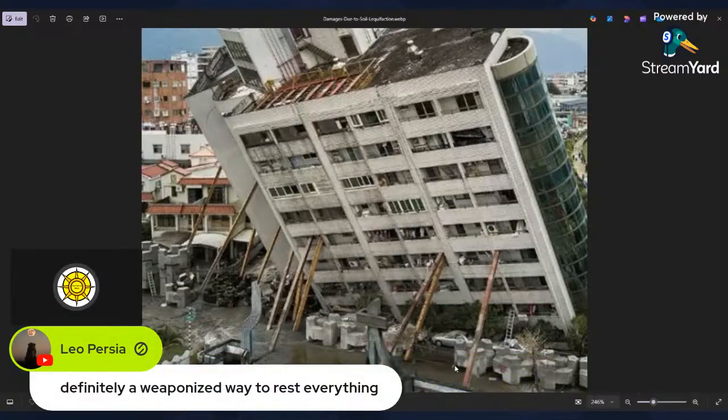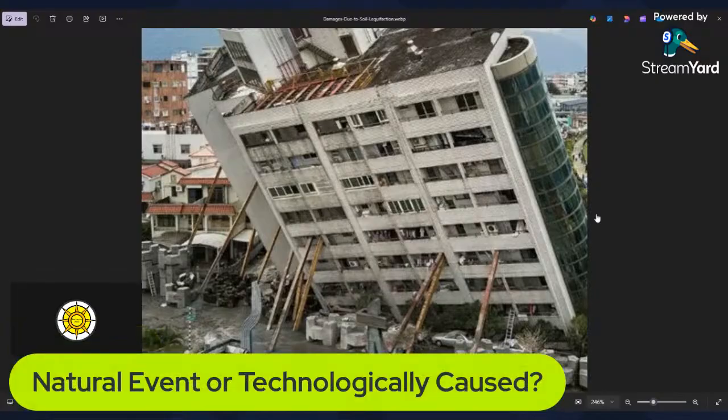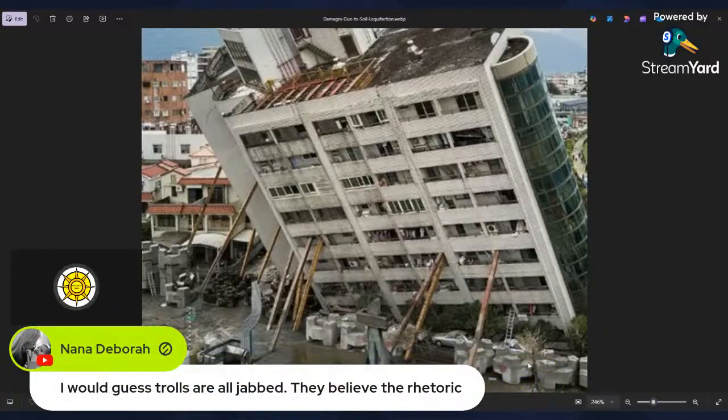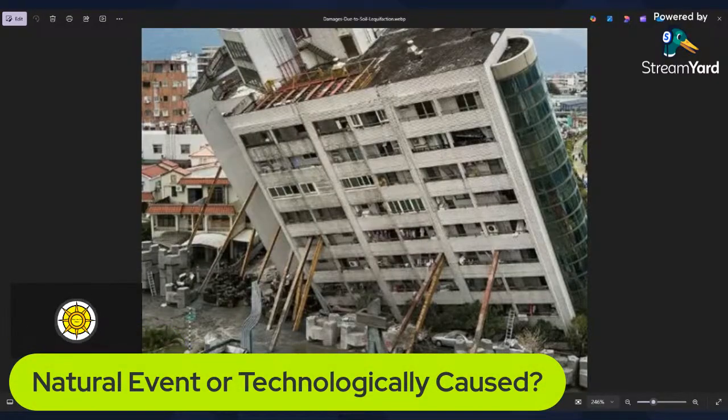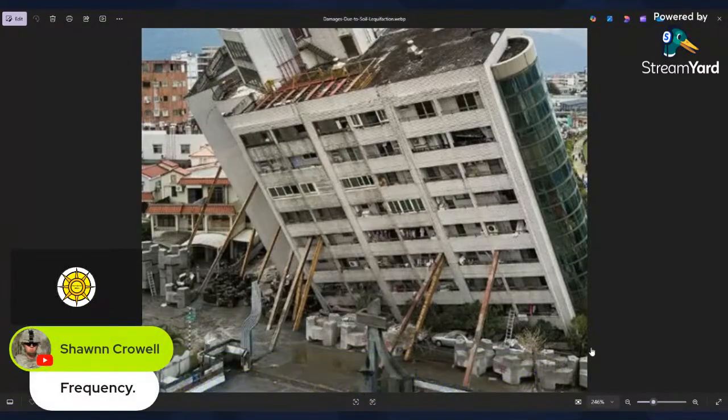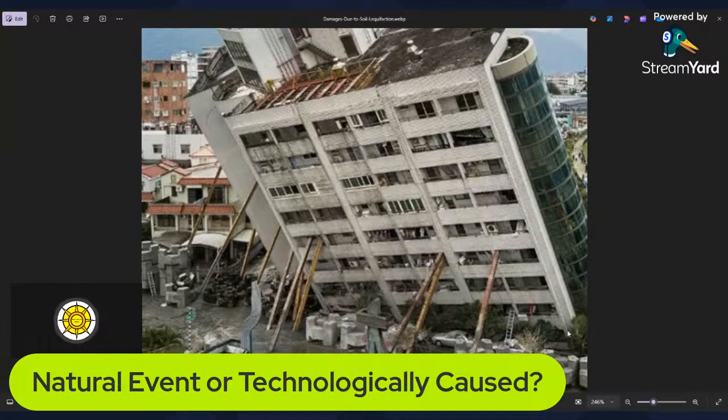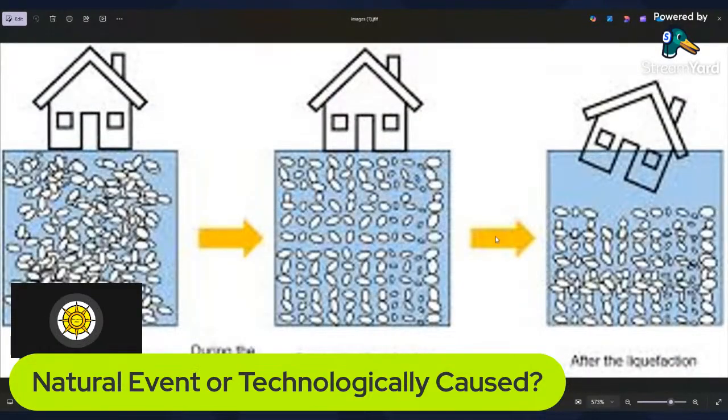Yeah, there you go, Leo. Definitely a weaponized way to reset or rest everything. Absolutely. Well, there might be some other explanation behind it. Frequency, we'll get to that in a second, Sean, but yes, keep that in mind. But all I'm saying is that, yes, this is a documented current scientific process of liquefaction.